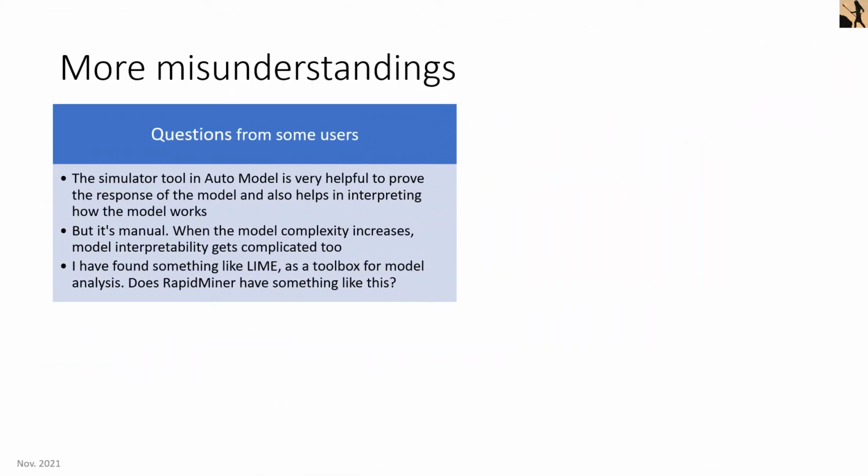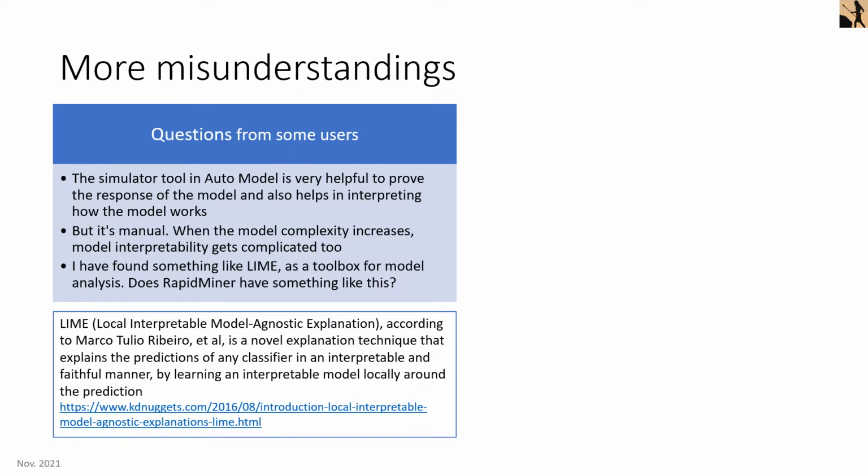Okay, interesting, there's more misunderstanding, right? This is probably from an instructor at a school, and he said that he likes the auto model, which is very useful, but it's manual. If the model gets complicated, the interpretability gets messy too. And he has found something like Lime. It's just a toolbox. Actually, Lime, you can read this paper from 2016, right?